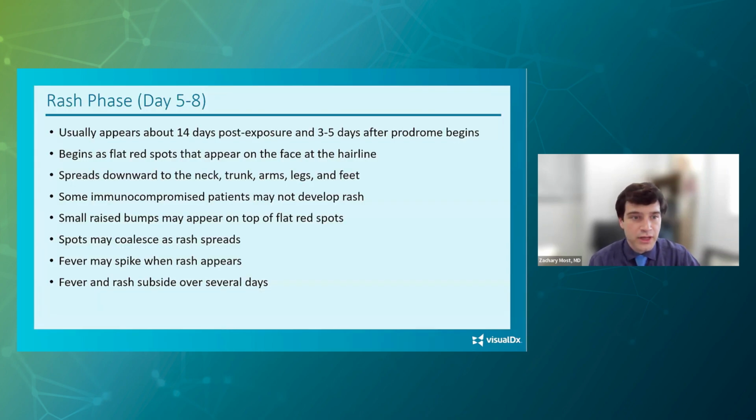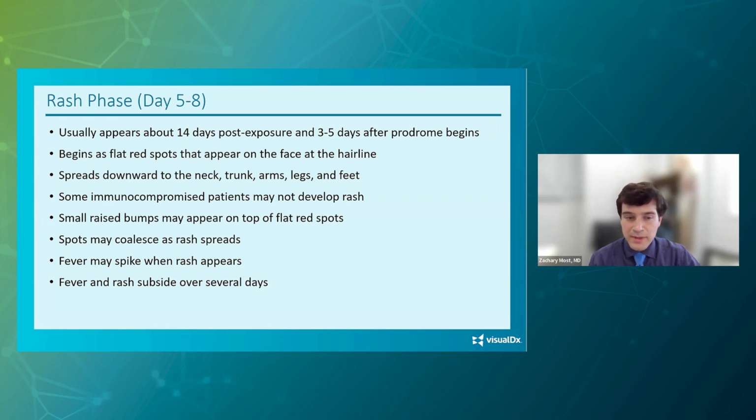Then patients with measles will enter their rash phase. The rash usually appears about 14 days after they were exposed and about 3 to 5 days after the prodrome begins. It begins as flat or macular erythematous spots on the face, often all the way at the hairline or the scalp, and then spreads cephalocaudally downwards to the neck, to the trunk, and the extremities, including eventually the palms and soles. Some patients, though, with severe immunocompromise may not develop the rash.